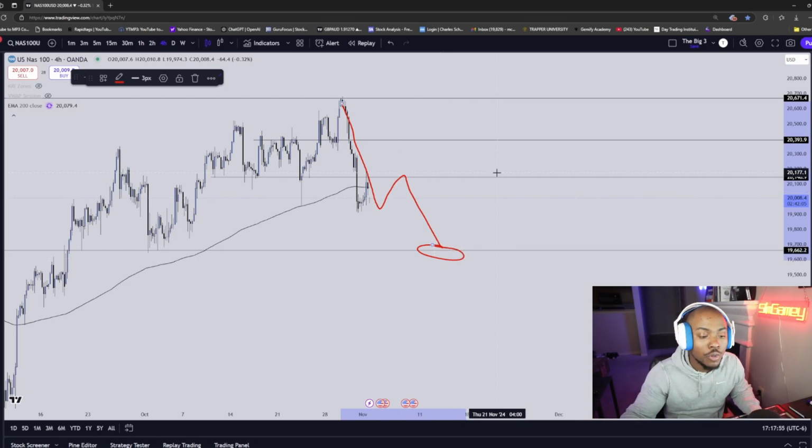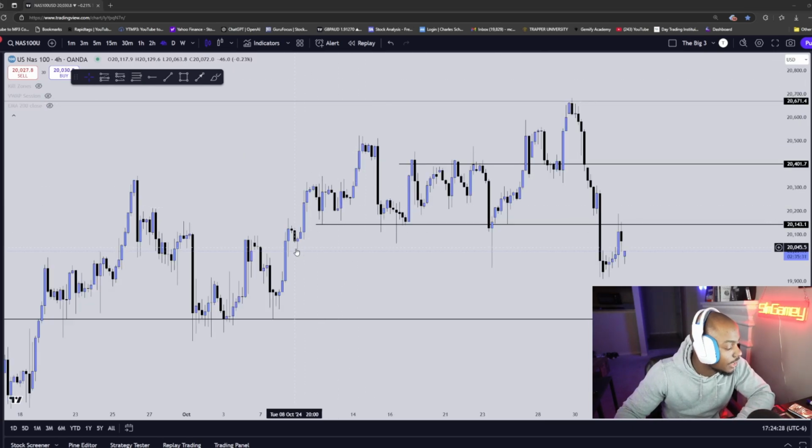Being that we are in November now, we're getting close to the holiday season. I'm not expecting huge moves to happen, but we also thought that in October there wasn't going to be a lot of huge moves, but there were. So with that being said, I'm going to also go ahead and mark up this level right here.